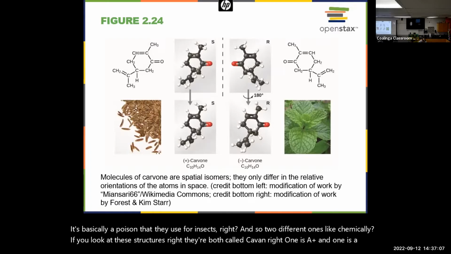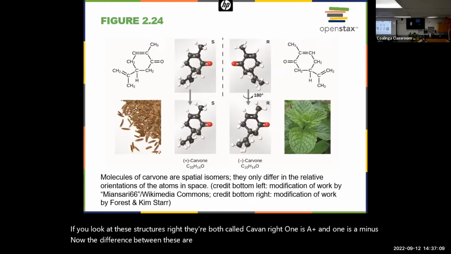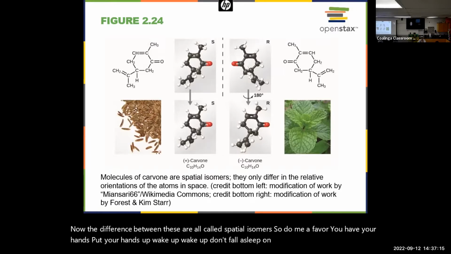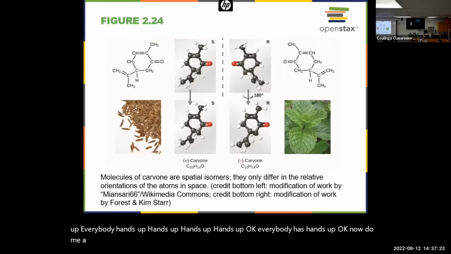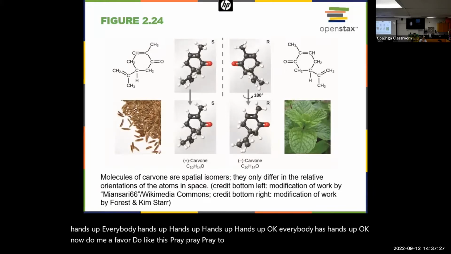Now the difference between these are called spatial isomers. So do me a favor, put your hands up. Wake up, don't fall asleep on me. Everybody hands up. Now do me a favor, do like this, pray that you pass this class. Please, let me pass this class. This is a rough class, I need a pass, right?